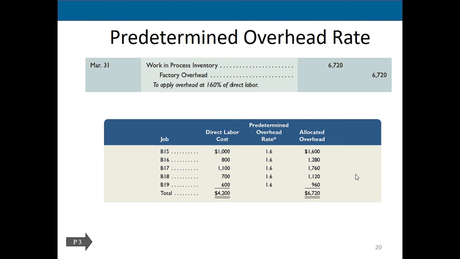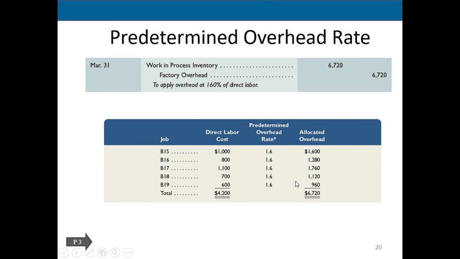What do we do in accounting? Well, when we see what all of the direct labor cost is for each job, we just multiply it by the predetermined overhead rate. Makes it nice and simple, right? Because we've just got this standard rate. So if B15 had direct labor cost of $1,000, we multiply that by 1.6 and we just go ahead and push 1,600 into job B15. 800 for B16 times 1.6, we push 1,280 out of factory overhead and into work in process inventory.